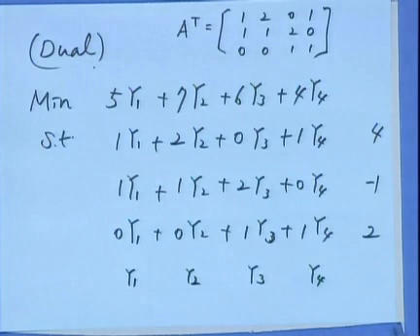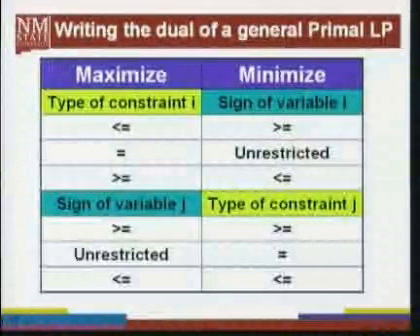Now, we need to determine the sign restriction of each decision variable and the form of the dual constraints. To do that, we need to use this table. Okay? So let's go back to the computer screen.